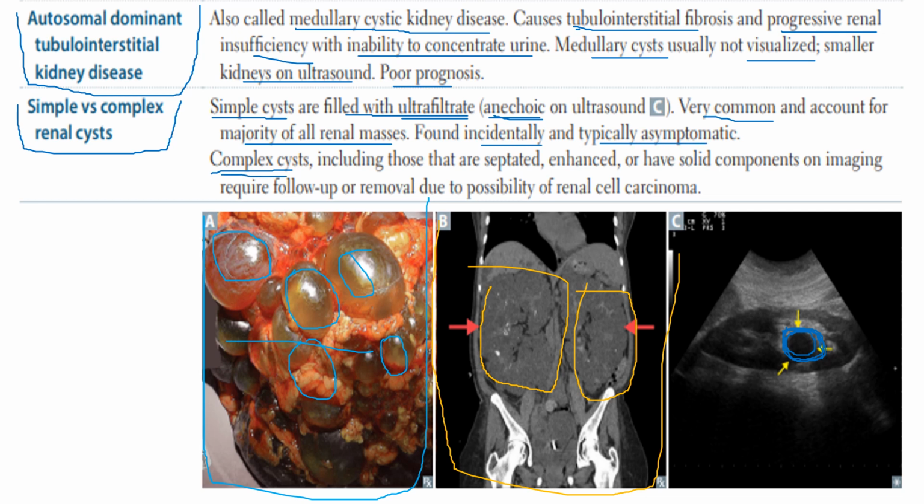Complex cysts, including those that are septated, enhanced, or have solid components on imaging, require follow-up or removal due to the possibility of renal cell carcinoma. As I mentioned earlier, simple cysts have ultrafiltrate, anechoic on ultrasound, and complex cysts have solid components on imaging.